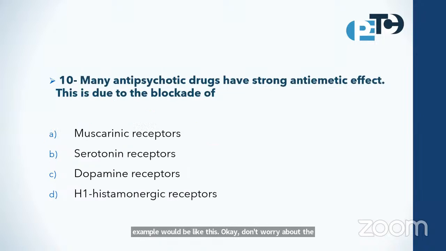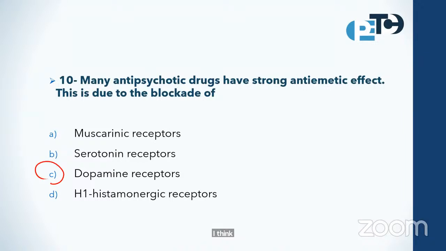Many antipsychotic drugs have a strong antiemetic effect. This is due to what? What is the effect that leads to the antiemetic effect of the antipsychotics? It is the dopamine receptor. As you know, antipsychotics lead to decreased dopamine by blocking dopamine receptors. So this effect also gives some antiemetic effect.